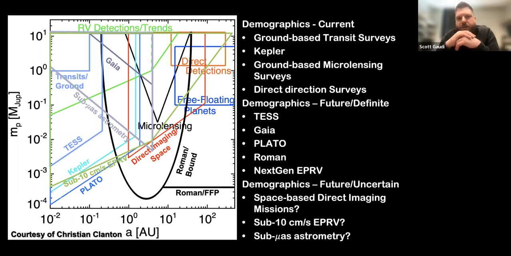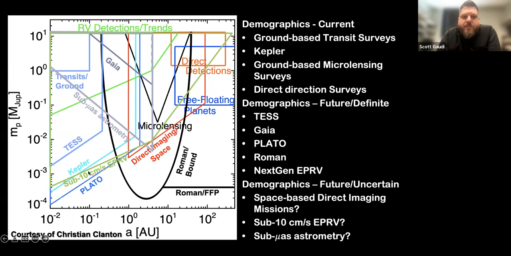So again, might find some oddballs. But micro-arcsecond astrometry allows you to get down to Earth-mass planets at Earth-like separations around sun-like stars. But you're limited, of course, by the duration of your astrometric survey. And that's a pretty sharp cutoff for most cases.